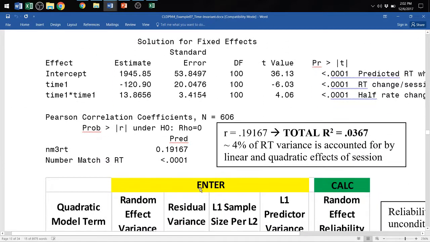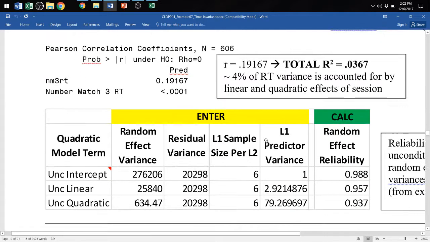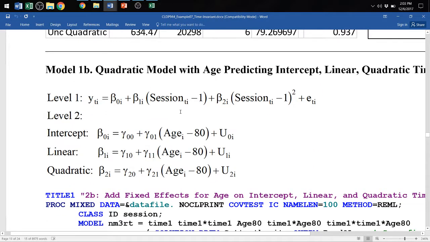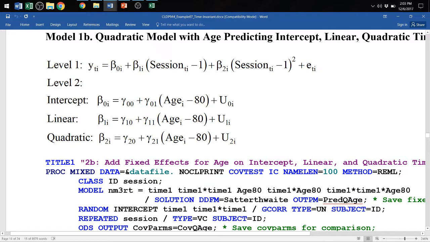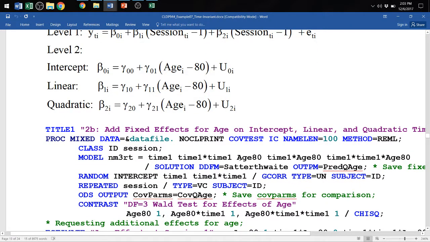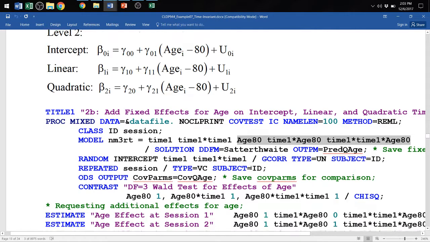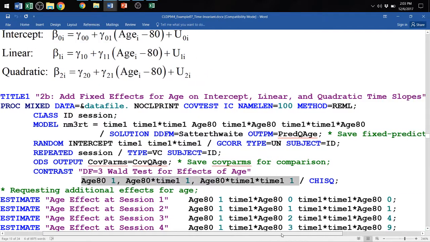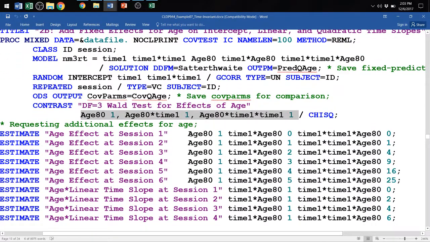All right, so total R² is about 4%, the same as it was before. Bypassing this for right now, we'll come back to it, hopefully. I have age in here. Here are my 3 new terms. Here's my multivariate Wald test for whether age matters. It's a 3-degree-of-freedom test. I am asking for what the effect of age is at each occasion.